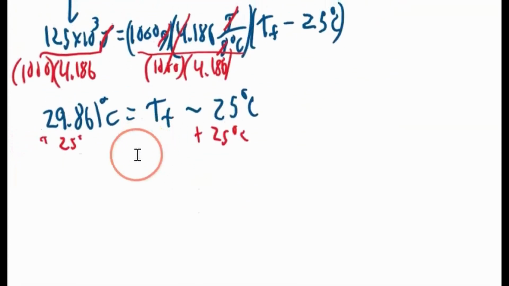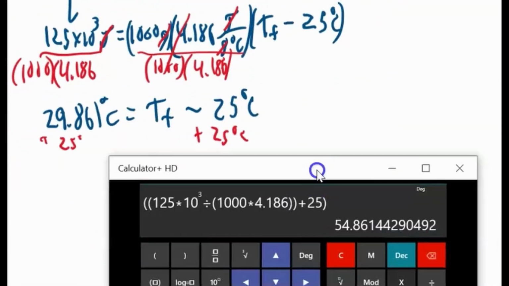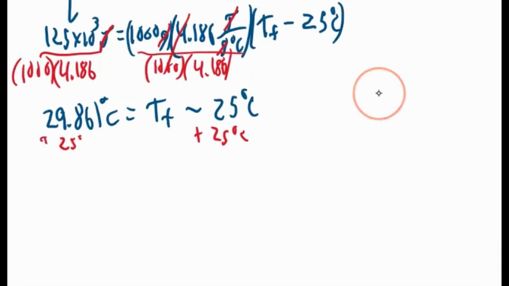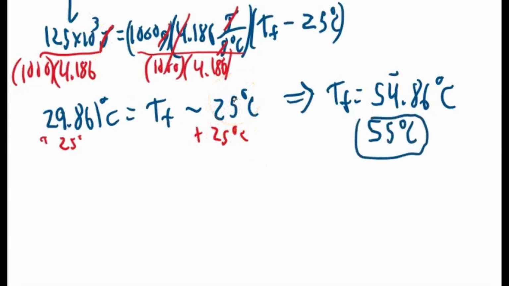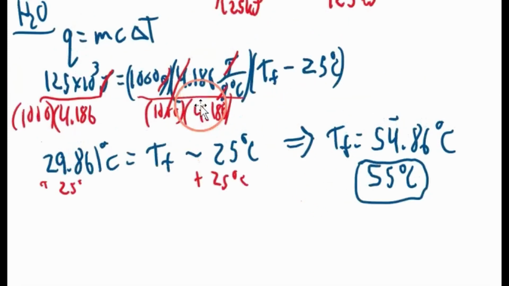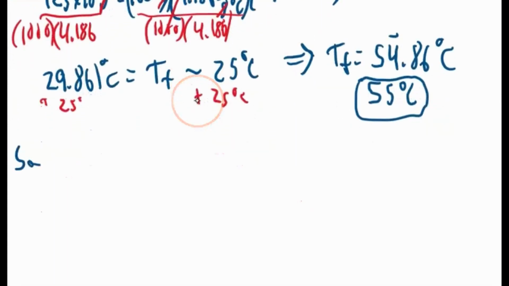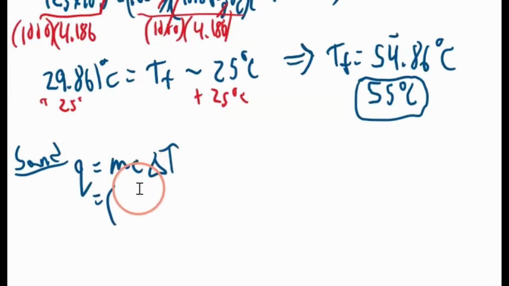Okay, and then our final temperature is 54.86. So T final equals 54.86 degrees Celsius. We only have 2 sig figs, so essentially 55 degrees Celsius is the final temperature of the water. Okay, now for the sand. Let's see how hot the sand gets. We use the same equation, Q equals mc delta T, and we have a kilogram of sand, so that's 1,000 grams.